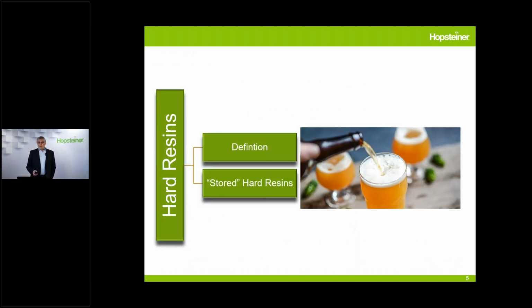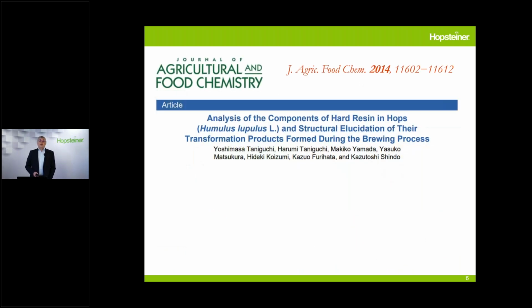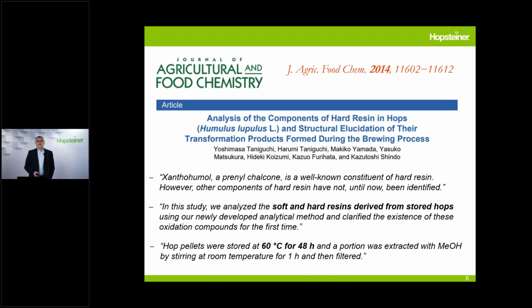At first, I talk about the knowledge regarding the stored hard resins. In 2014, a publication was published in the Journal of Agricultural and Food Chemistry by a Japanese group, and they analyzed the hard resin components in hops formed during storage. Here are some messages we got from this publication. Xanthohumol is well known, and other compounds of hard resin have not until now been identified. This is exactly what I stated on my slide before.